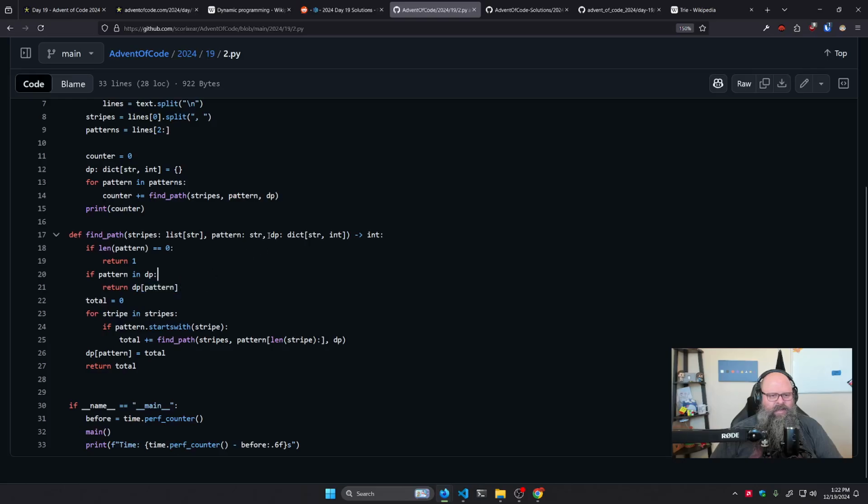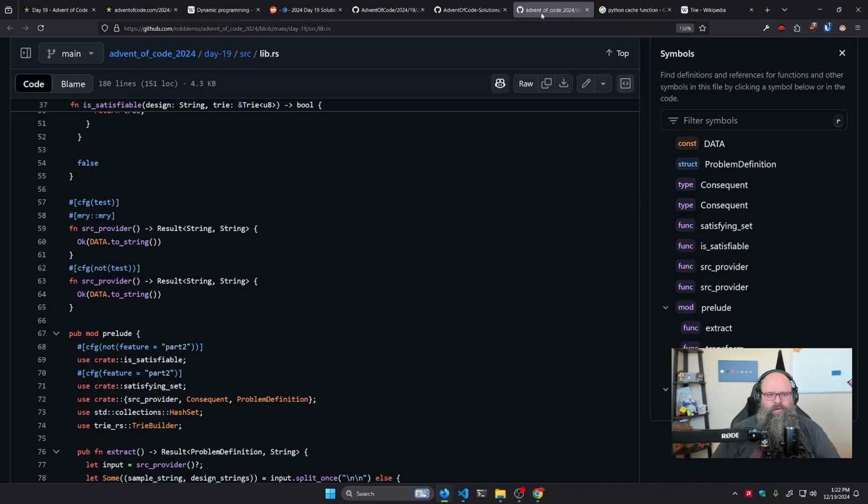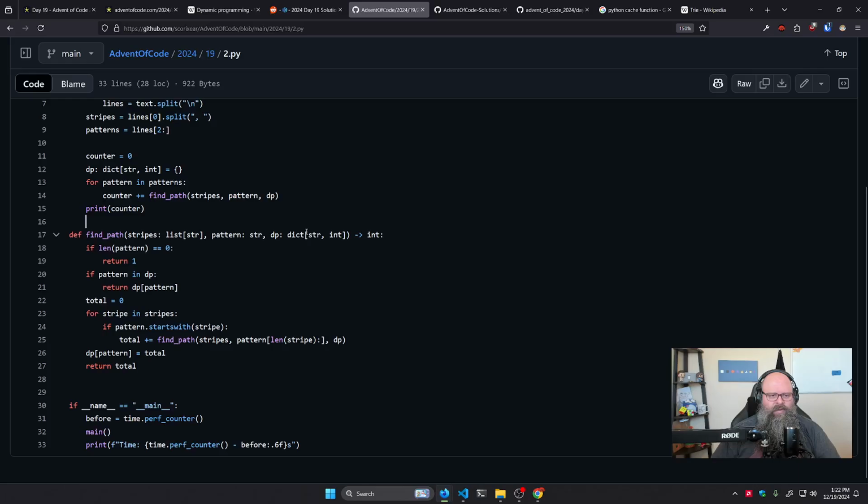Yeah, a lot of times it's called memo. Python actually has, what is it called? Functools cache. It's this thing right here. And you can do your own DP, or you can use theirs, and then you don't have to write your own code to do it. Much like the cache, I just couldn't get it to work with this one.